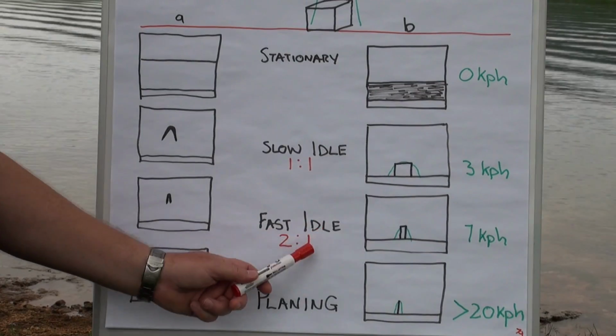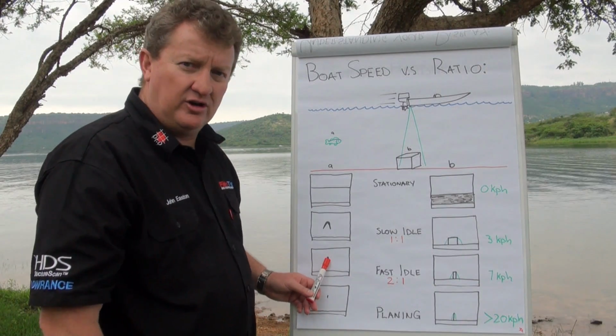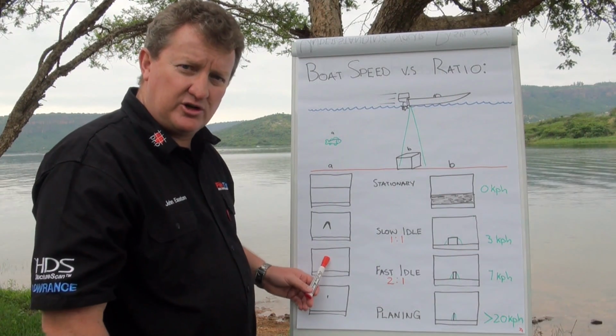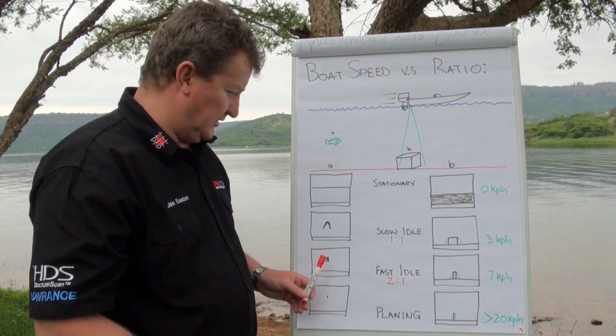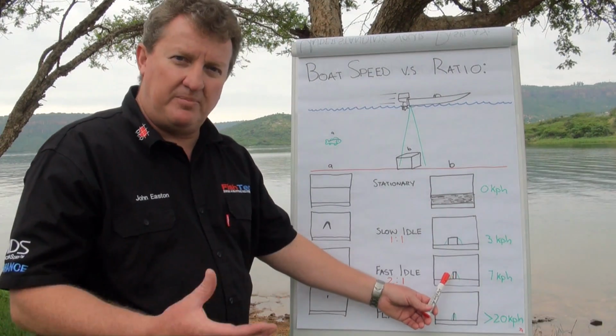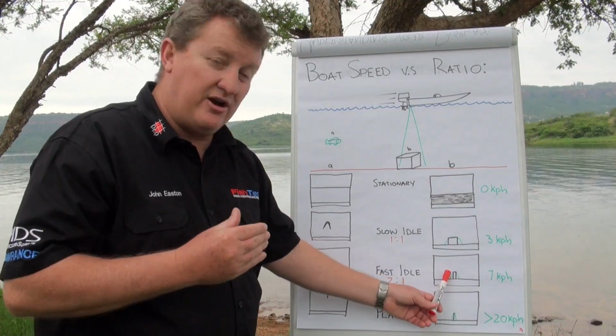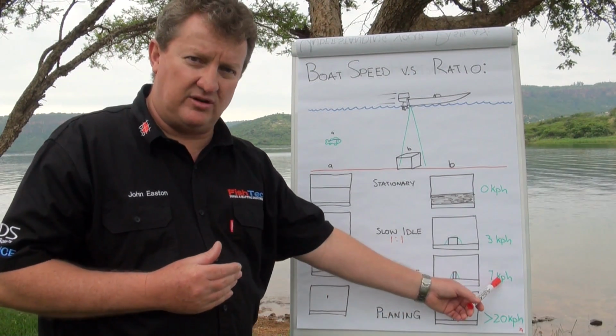If you're on a fast idle, that arch is going to get much shorter. The tails are going to be much closer together because you've moved faster. The box would appear to be concertinaed. It's much shorter, much narrower. That's at 7 kilometers per hour.